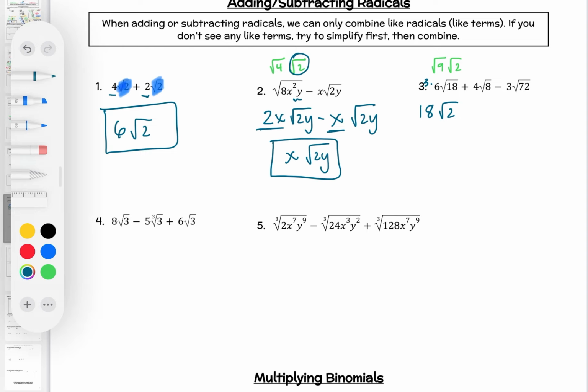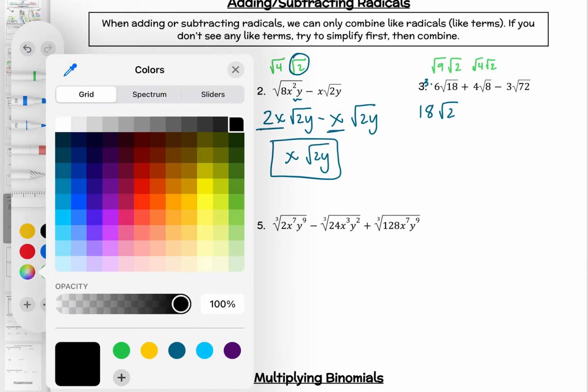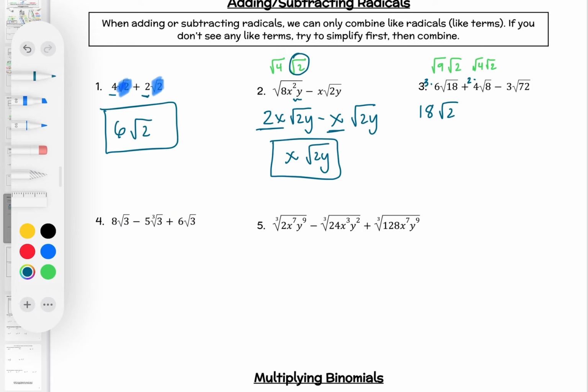Next one, we have square root of 8. We can divide that by the perfect square of 4. So we'd have square root of 4 and then square root of 2 left over. I'm going to multiply that outside number by 2, because the square root of 4 is 2. So we would have plus 8, and then the square root of 2 left over.